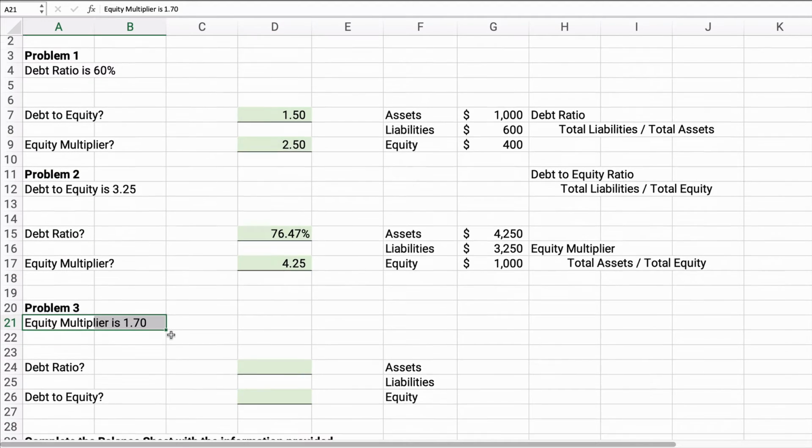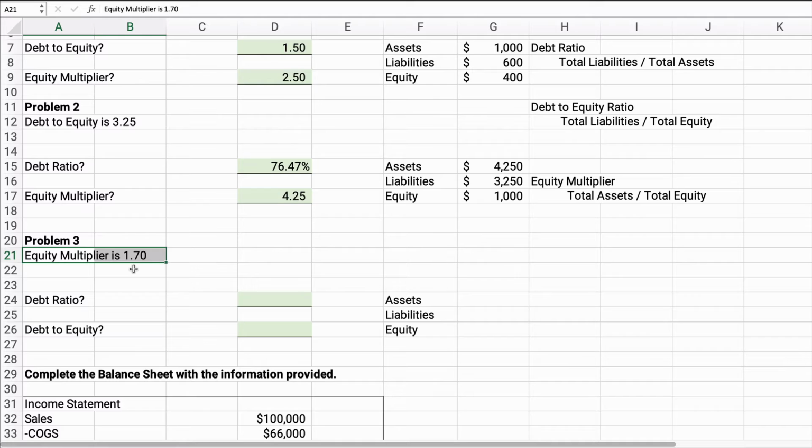Let's do equity multiplier. What if equity multiplier is 1.70? Well, equity multiplier is total assets divided by total equity. So let's make equity 1,000. And so that means our assets would be what? Well, 1,000 times 1.7, right? So that means our liabilities would be 1,700 minus 1,000, or 700.